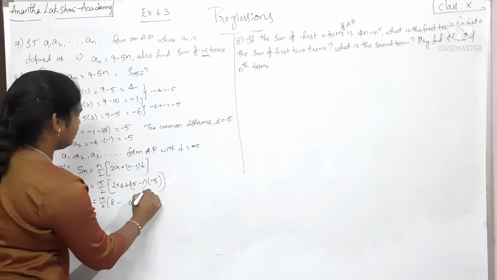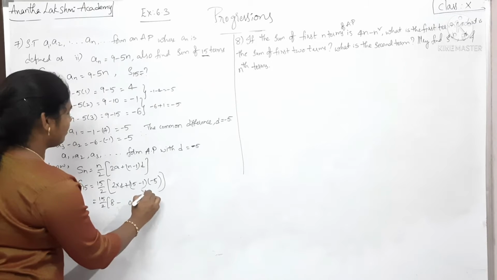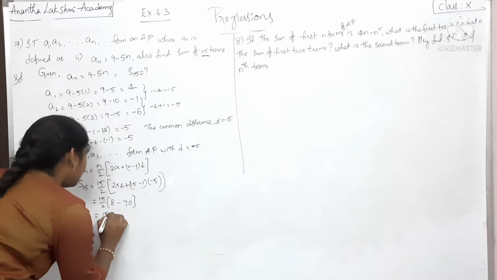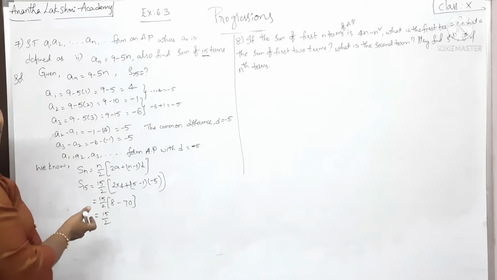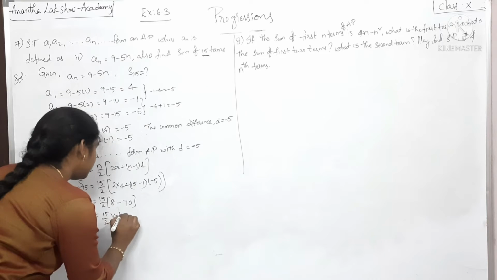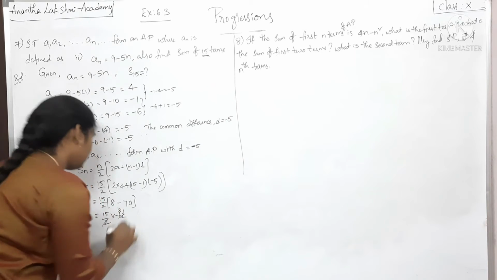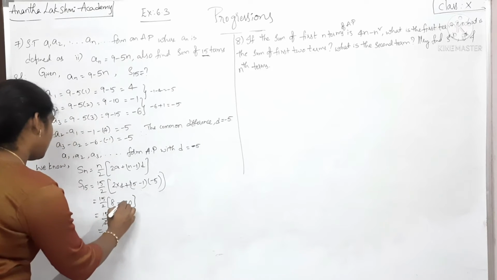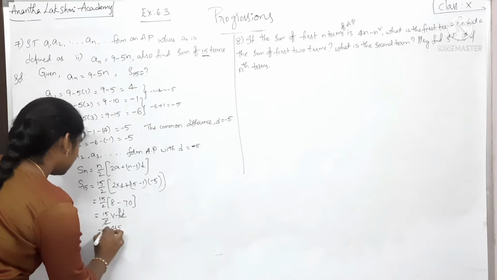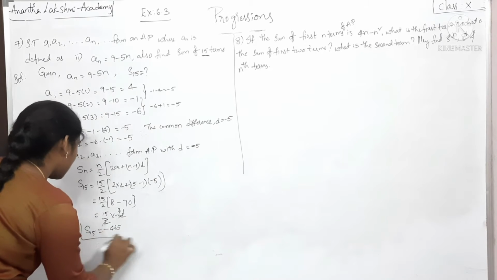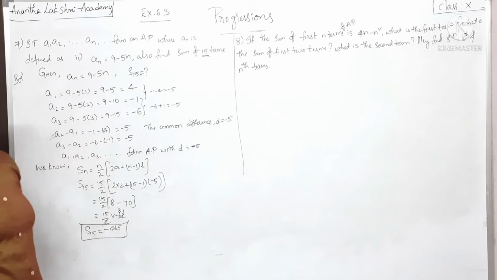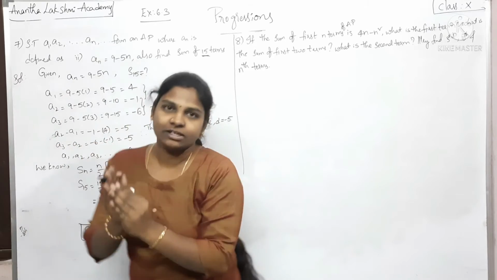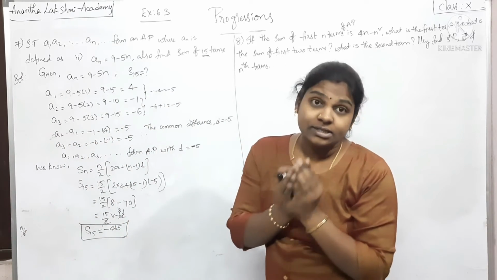Okay, this is my 14, right? 14 into 5. 5 4s are 20, 5 1s are 5, 70. Okay, so this is going to be 15 by 2 into minus 70 plus 8. So minus 62. So 2 1s are 15, 15 3s are 45 plus 1 is 46. Since there is a negative sign, S15 is equal to minus 465.